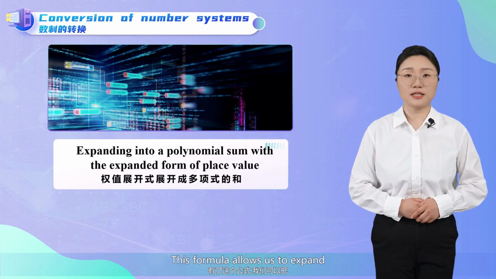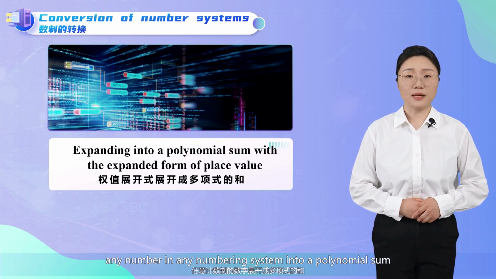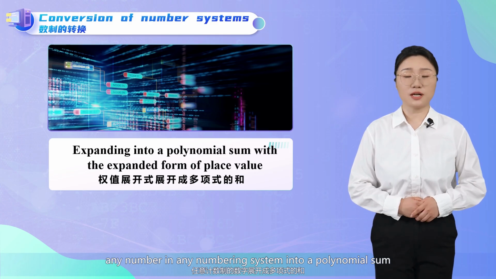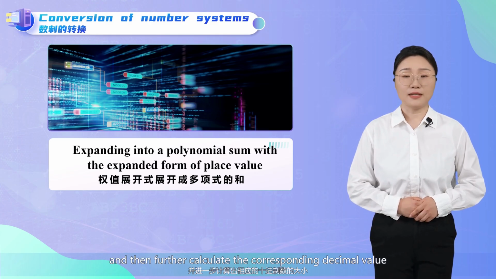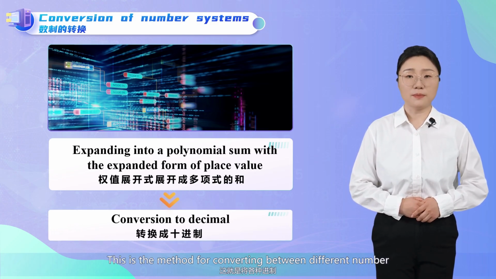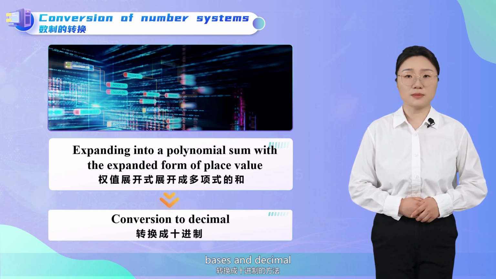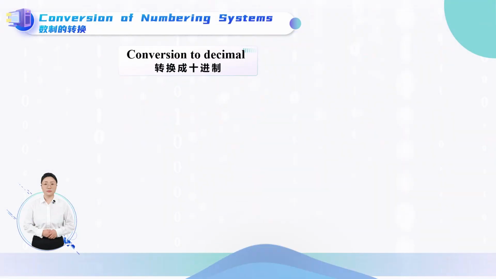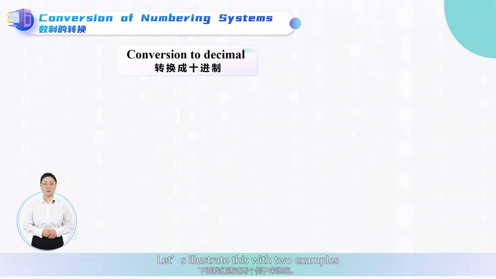This formula allows us to expand any number in any numbering system into a polynomial sum, and then further calculate the corresponding decimal value. This is the method for converting between different number bases and decimal. Let's illustrate this with two examples.